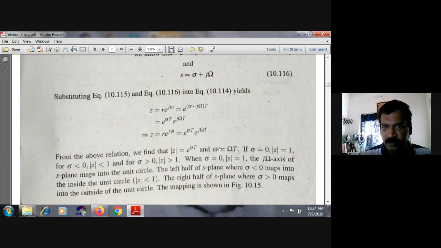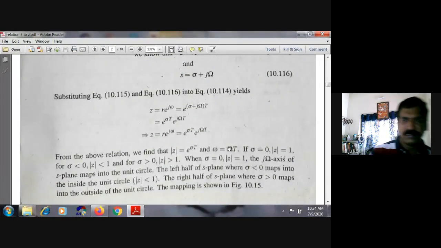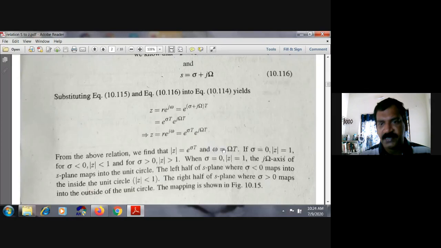So here small omega is the digital frequency and capital omega is the analog frequency. The relation between the analog frequency and digital frequency is small omega is equal to capital omega t, where sigma is equal to 0. So modulus of z is 1 for sigma equal to 0, modulus of z is less than 1 for sigma less than 0, and for sigma greater than 0, modulus of z is greater than 1. So this is the relation between the S domain and the Z domain.